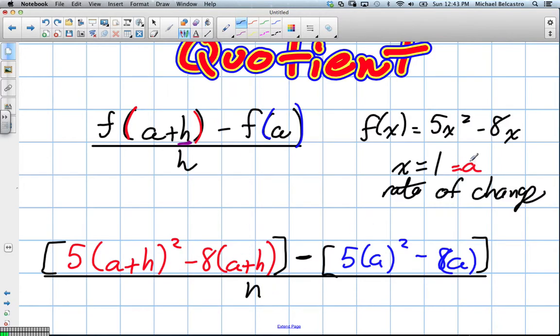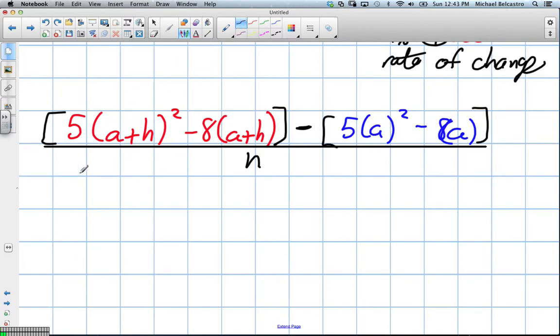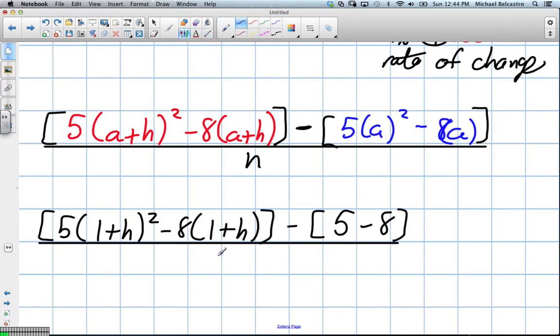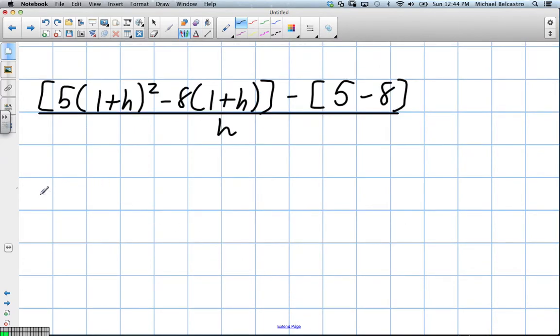Now, our a value is 1. So we're going to replace all of the a's in this question with the number 1. Okay, so we have 5 times 1 plus h squared minus 8 times 1 plus h, minus, and we can actually work part of this out. 1 squared is going to be 1 times 5 will be 5, right? And 1 times 8 will be 8, so it's 5 minus 8. The second part's pretty simple. We've already got through it. All divided by h.